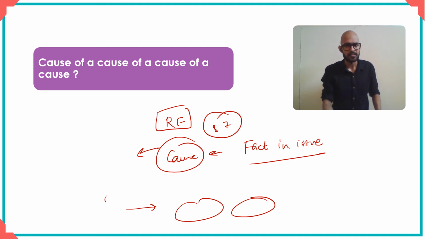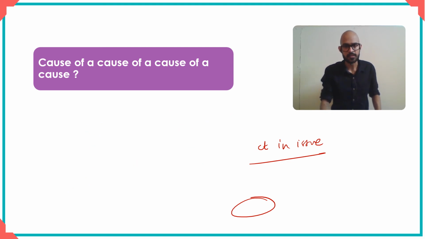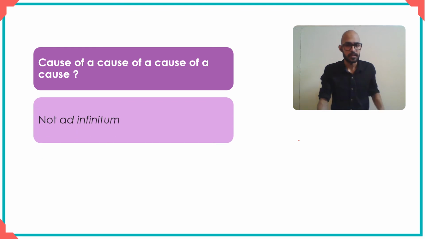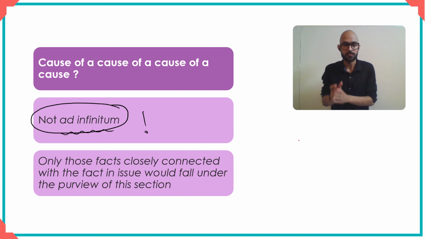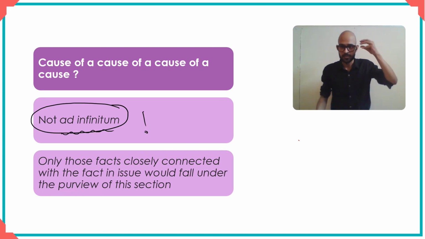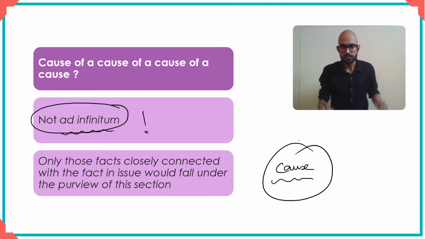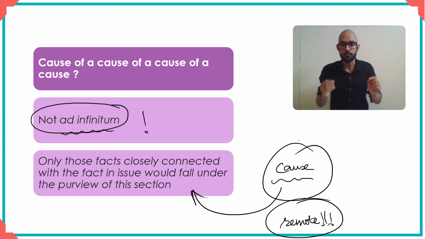Does that mean that section 7 is limitless? That section 7 will make any statement relevant just because it is a cause of a cause of a cause of a cause? In other words, can you have this extend ad infinitum? The answer is no. It cannot extend infinitely. It only extends to those facts which are connected with the fact in issue. So you have to understand this piece of wisdom here, that of course you would deal with the cause, but the cause has to be one that is somewhat connected to the fact in issue. If it is very remote, then you cannot bring it under the purview of section 7.